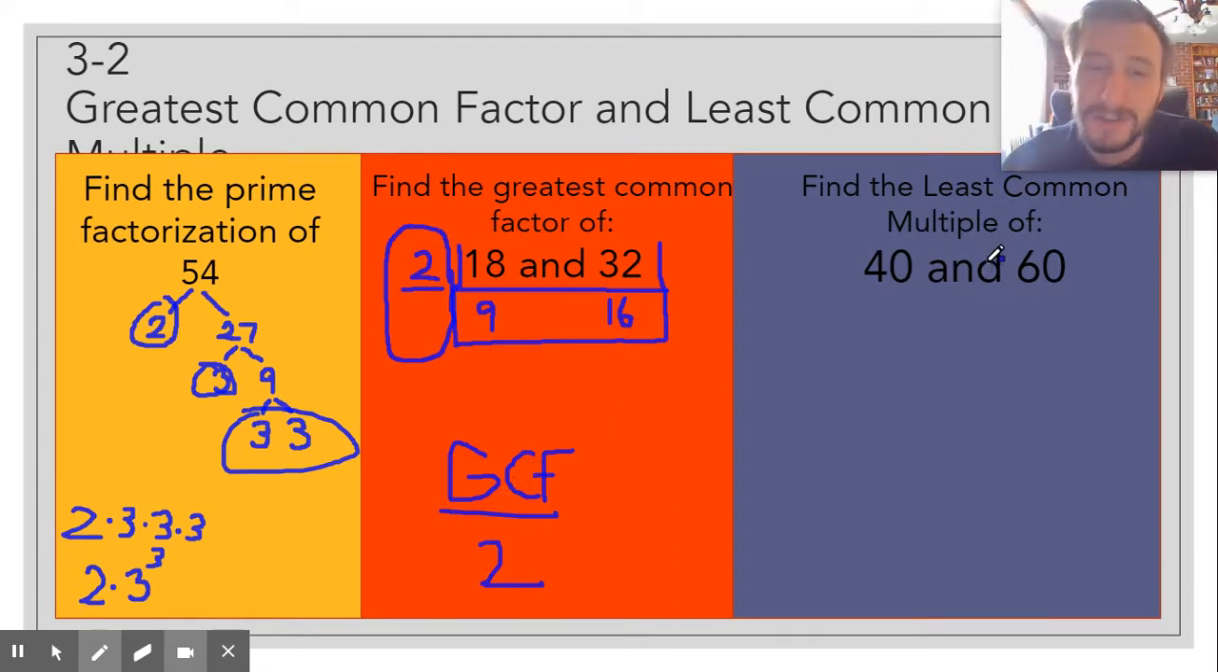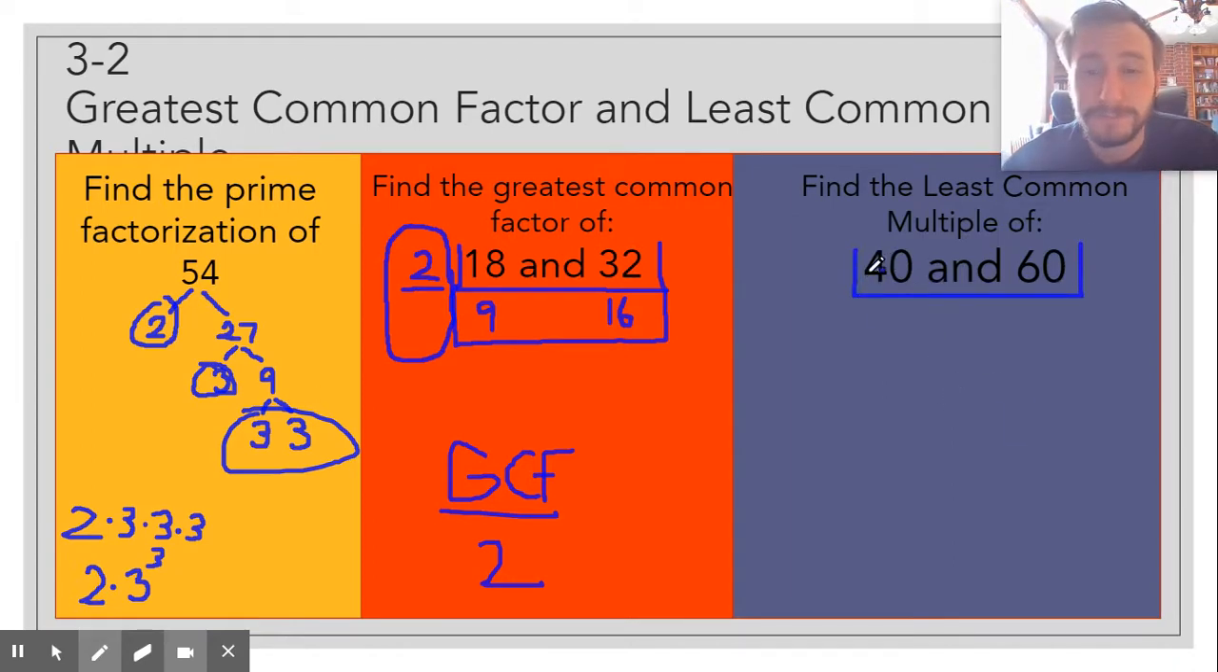So similar to the greatest common factor, but the least common multiple is the smallest number, so least, smallest number they have in common that they both multiply up to. So we want to figure out what's the smallest number or the first number that 40 and 60 have in common that they both can multiply up to. And we can use the exact same method.